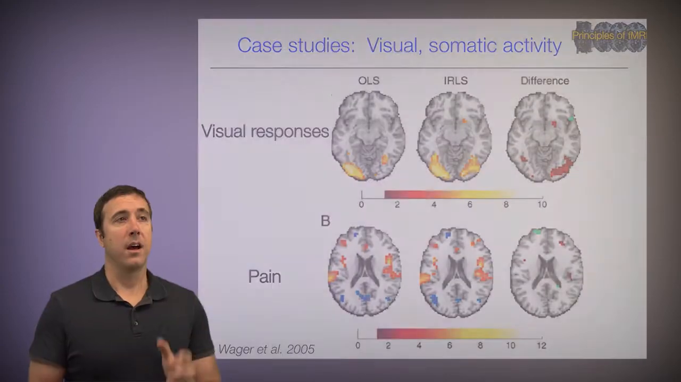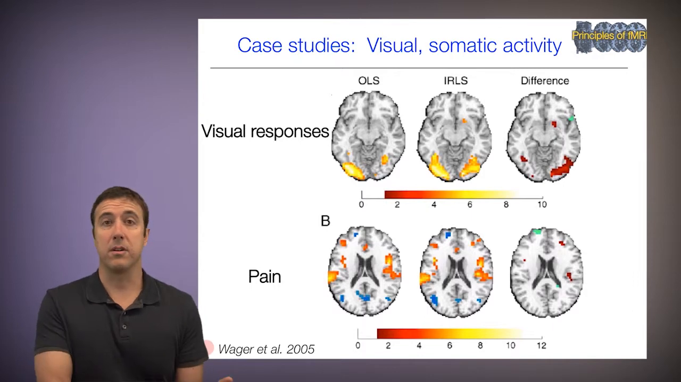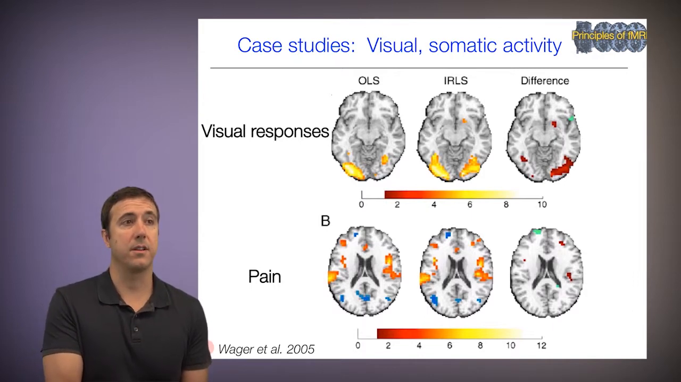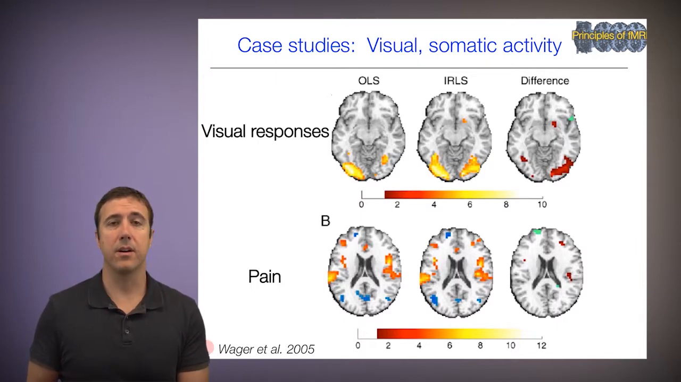Let's look at another case study from another study. This is a study where there are both visual responses and painful events. So what we expect to see is activity in the visual cortex for visual responses and activity in the somatosensory cortex, especially S2 in the posterior insula, among other regions, for pain. In the first column here, you see the OLS solution for both, and you can see visual activity. It's unilateral, left side only for the OLS in vision. The middle column is the IRLS solution, and as you can see here, there's bilateral visual activity, and there are also responses in the pain areas that we expect.